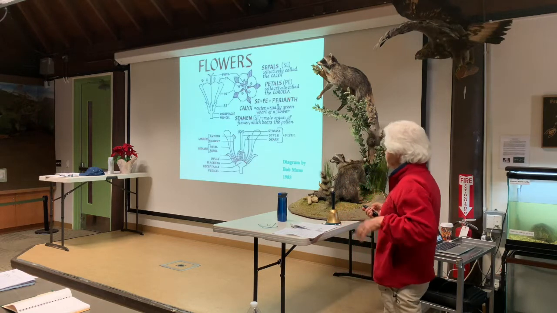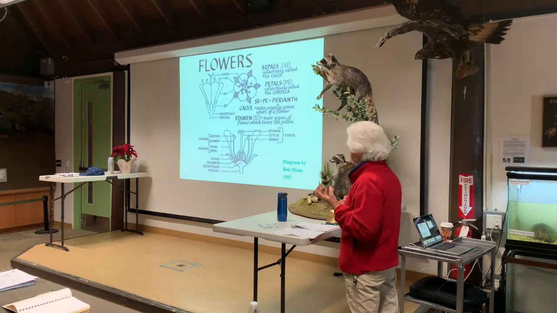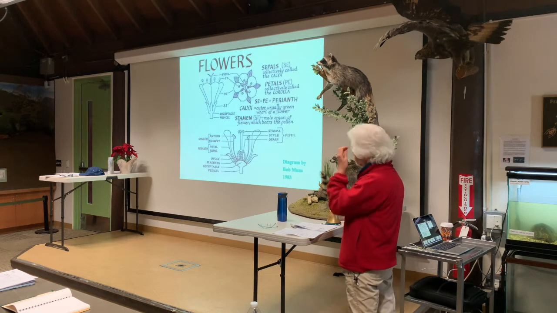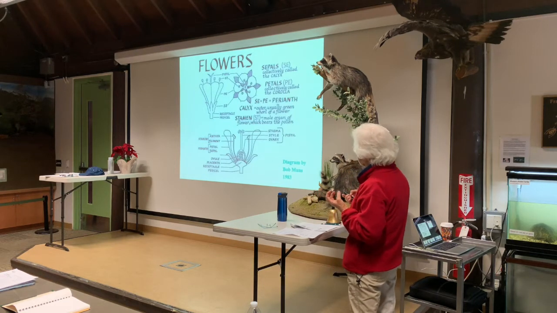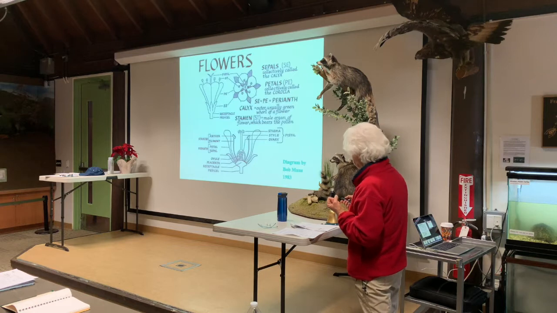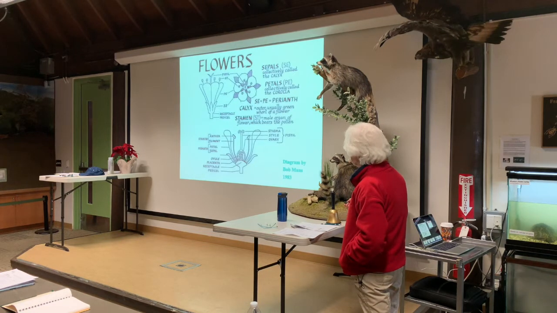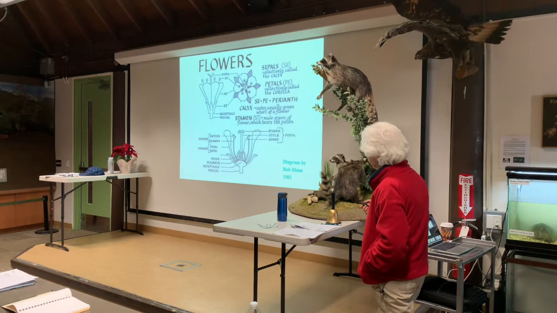Each flower looks very different, but the different flower parts are arranged in the same order. The sepals are on the outside, and then the petals, and then the male flower parts, and in the middle it's always the female, the pistil.